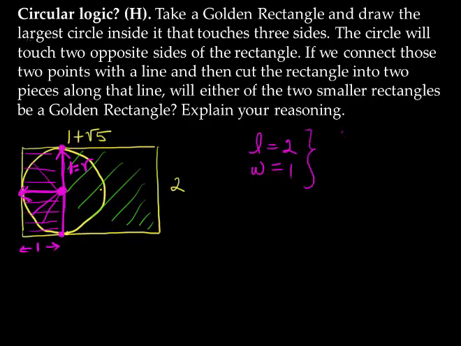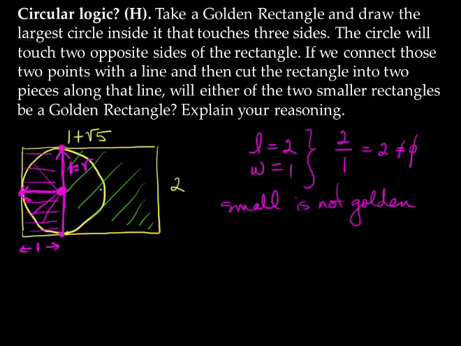We take the length and divide it by the width, and we get 2, and that is not phi, and so the small rectangle is not golden. If we got phi, it would be. We didn't. Okay, well, let's look at the next one. I can guess ahead of time that it's not going to be because we didn't cut off a square, did we? But I'll go to green and do the calculations for the larger one.